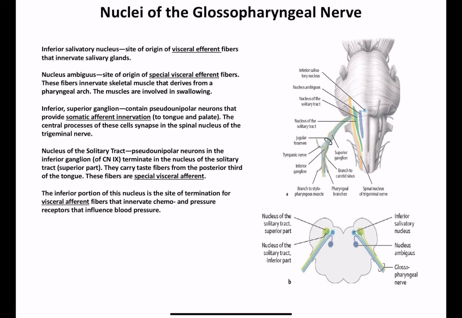The nucleus of the solitary tract is again the visceral afferent one, but it's special because we are still collecting the taste information. Anytime, taste is a special one. And then the inferior portion of this nucleus is the termination for visceral afferent fibers. They are bringing in the chemo and pressure receptors. So again, if it's specialized or coming from the branchial arches, it's special, and taste is one of them.